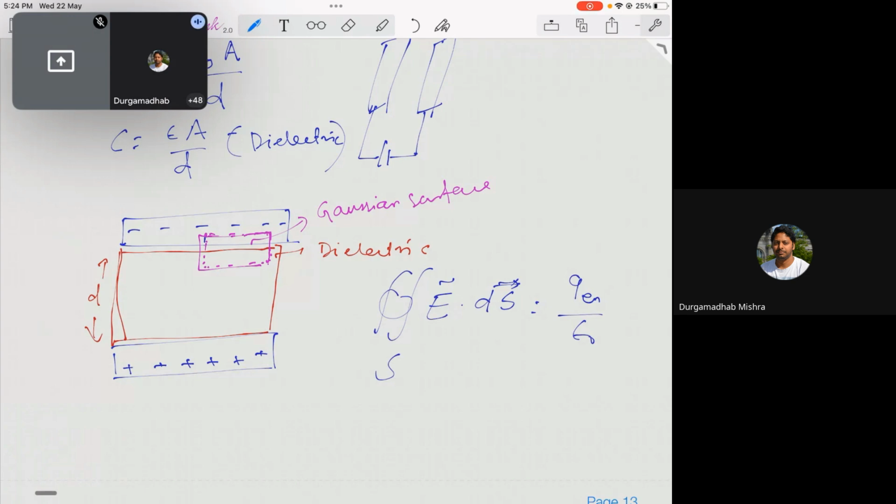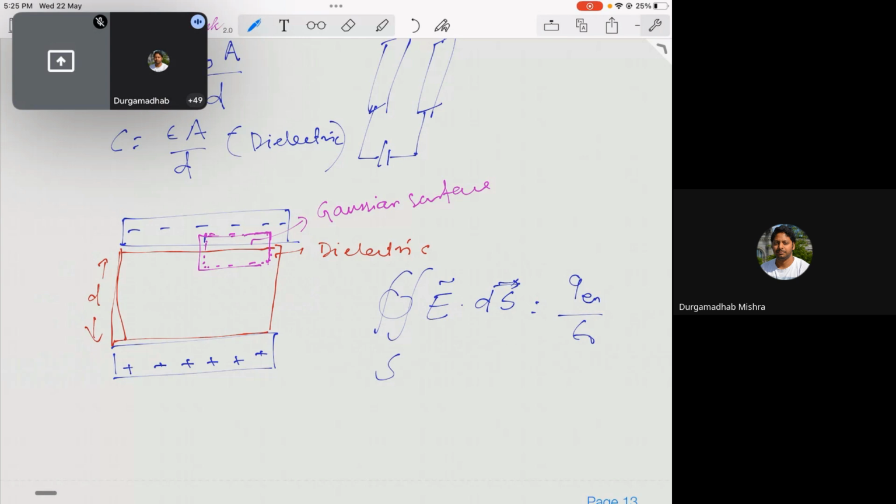So the electric field, the capacitor: what we have done is we have applied a certain voltage. This is why we have got positive and negative charges on the plates. So we have a certain potential on the plates.